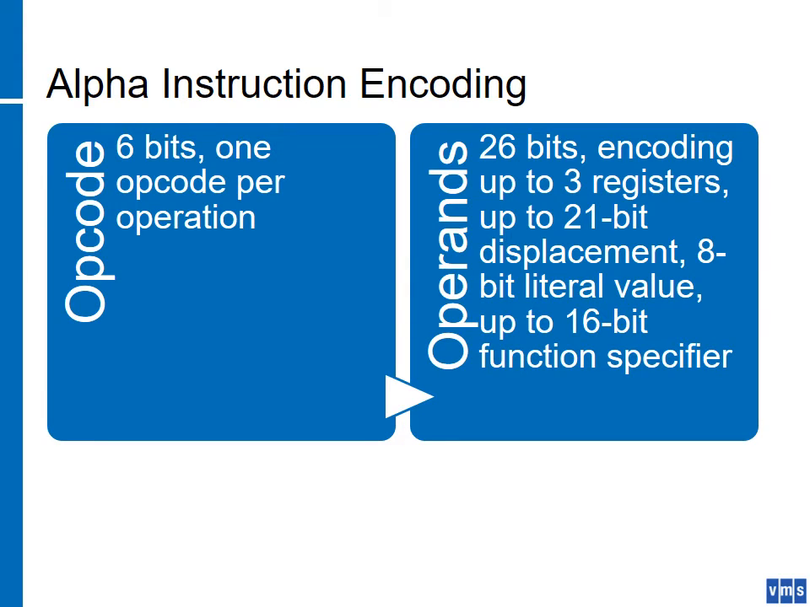And there can also be a function specifier in it, because in some cases the 6-bit opcode only identifies the class of the operation and not the operation itself, and in that case additional bits are required to encode the actual operation to be performed.